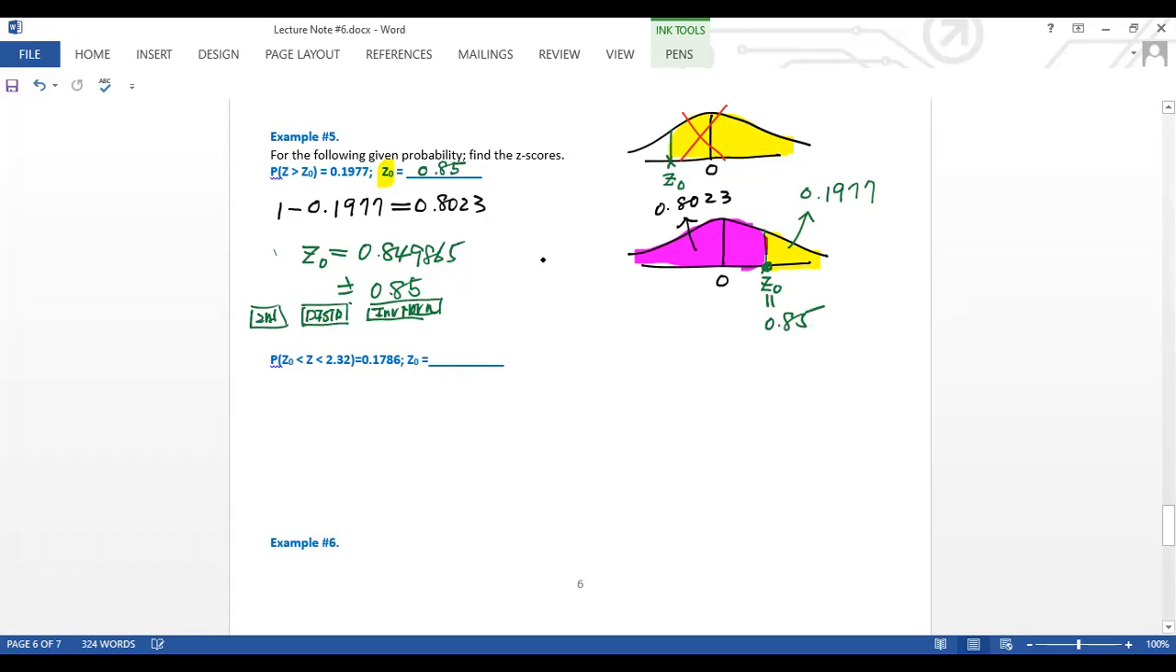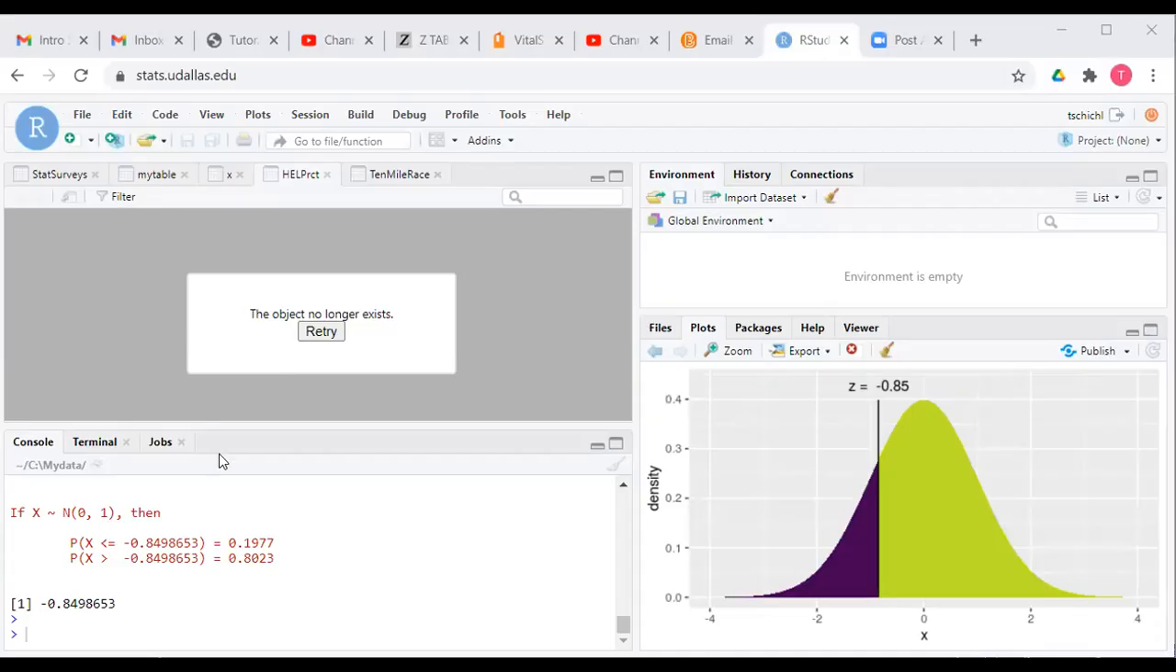Now let's take a look at R. Which function are we going to use, and how do I find it? Let's go to my RStudio. Okay, my RStudio is here. Remember, when we gave it a z-score, we used pnorm, right?